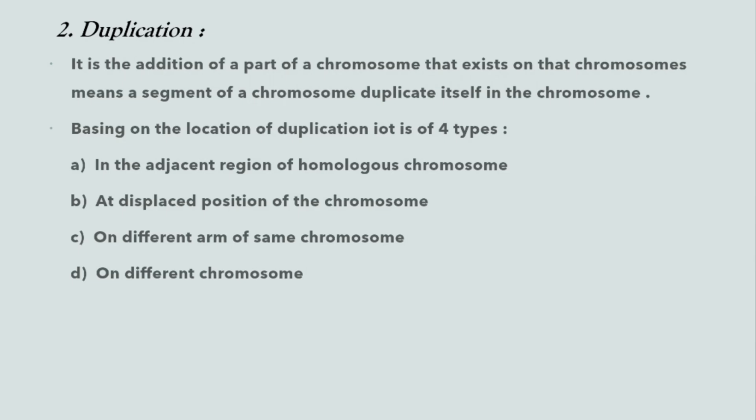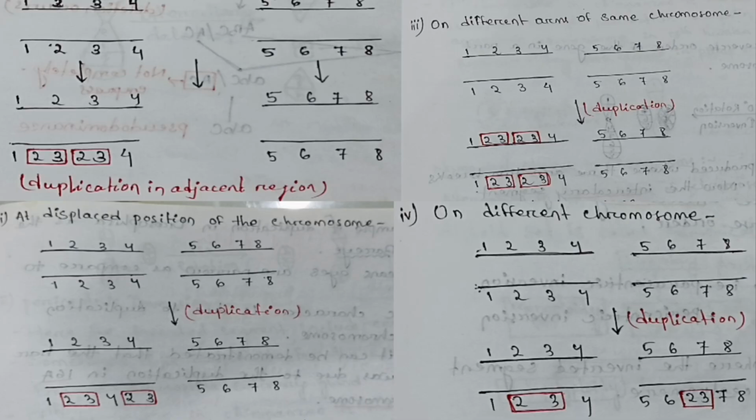That is, in the adjacent region of the homologous chromosome, at a displaced position of the chromosome, on a different arm of the same chromosome, and on a different chromosome. So let's understand by some images. The first one is duplication at an adjacent region. In the first strand, that is 1 2 3 4, 1 2 3 4 in both strands, and in the second generation it will give 1 2 3 4 in the first, but 3 4 and 3 4 get duplicated.